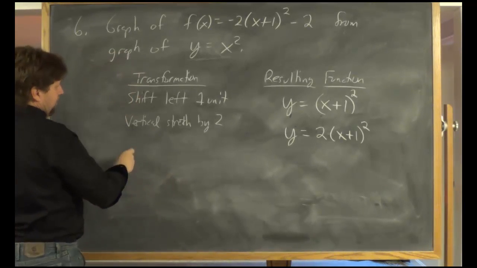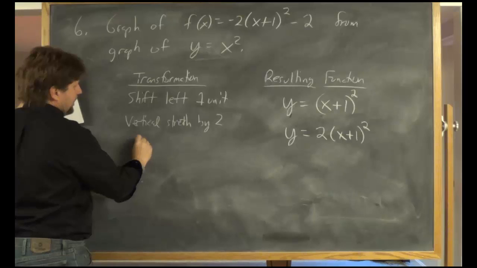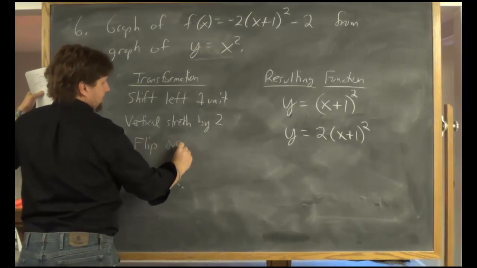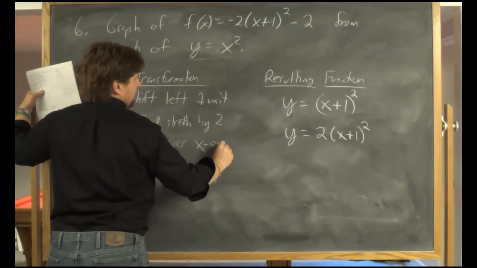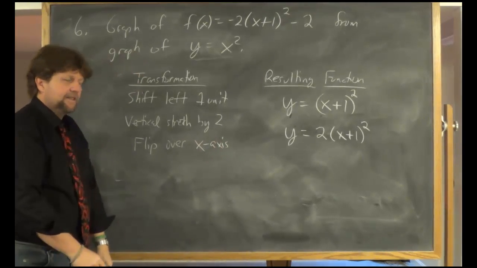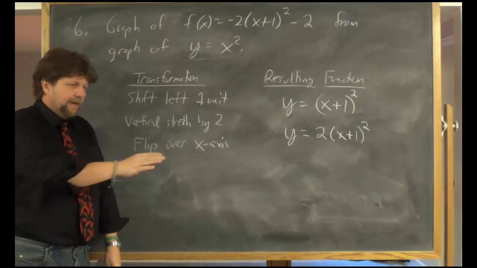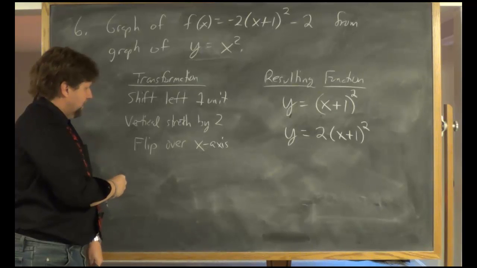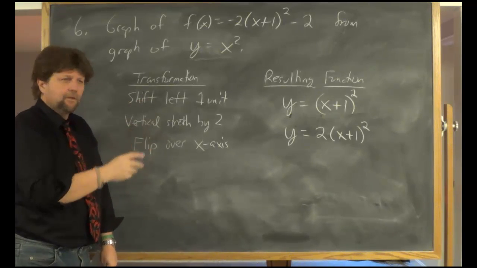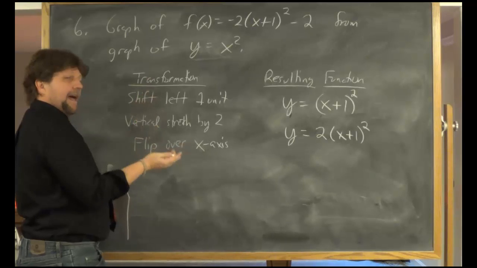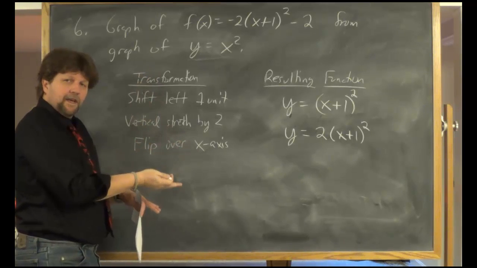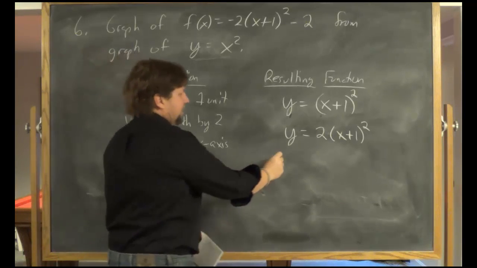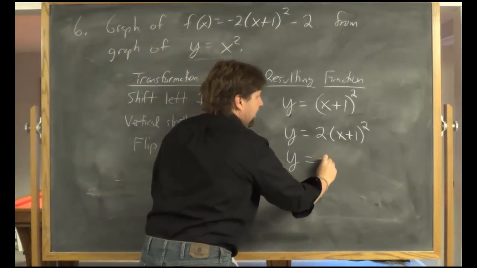So the next transformation, I would say, take the graph and flip it over the x-axis. Okay, the more mathematical phrase may be you take the graph and you reflect it over the x-axis. I'll say flip, because I like to say the word flip. When you do that, to make something go over the x-axis, that's what brings the negative sign in.